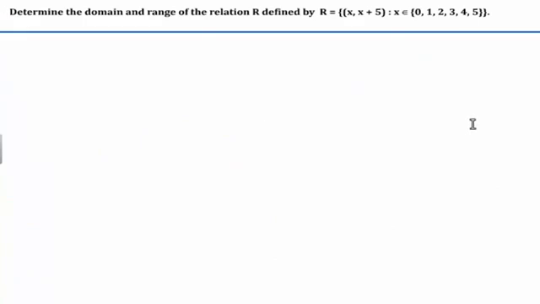In this question, we have to determine the domain and the range of the relation R defined by R is equal to {(x, x + 5)} such that x belongs to the set which consists of 0, 1, 2, 3, 4 and 5. Let us begin the solution of this question.